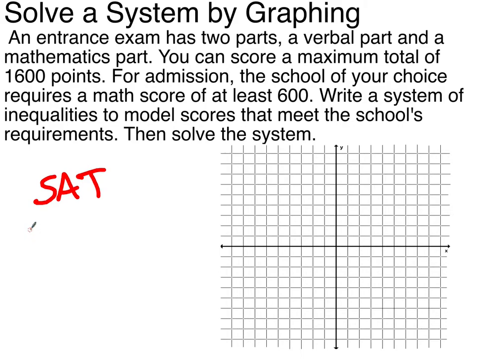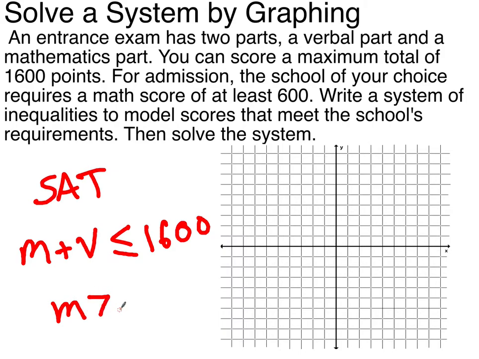Okay, so a system of inequalities. Your math score plus your verbal score has a maximum of 1,600. So that's going to be less than or equal to 1,600. Probably less than for most people, but it's possible that you could get a 1,600. You have to get a math score of at least 600. So you could get a 600, so you can put an equal sign, that would be okay, but it has to be at least 600.